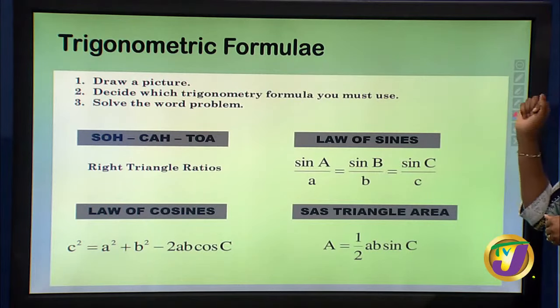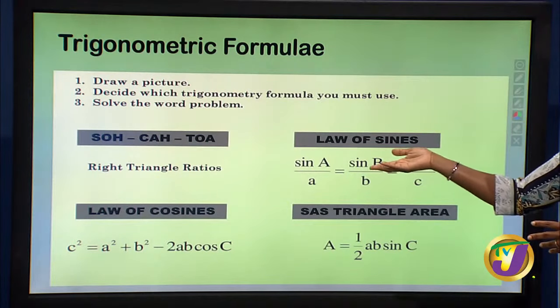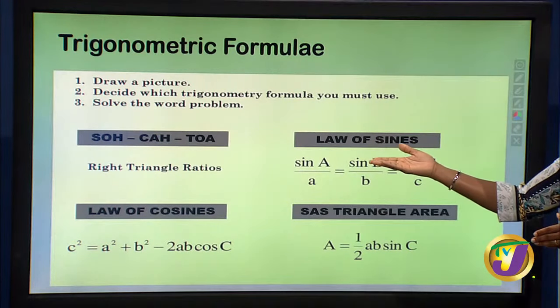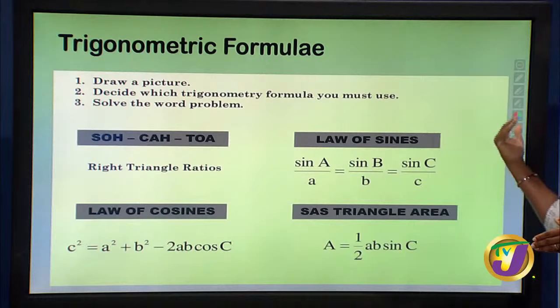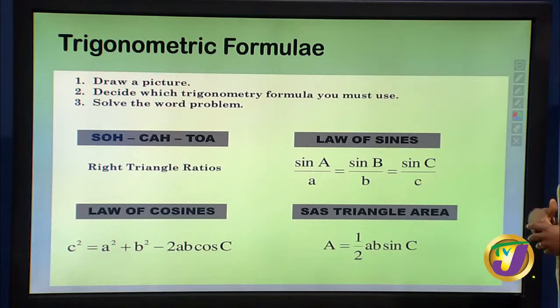And thinking about the chart that we just looked at, as it says, right angle triangle, have an angle. So this is basically summarizing what we just looked at previously. So we have SOHCAHTOA. We have the law of sine and the law of cosine, and side angle side for finding the area of a triangle. All right, so we'll look at the law of sine.